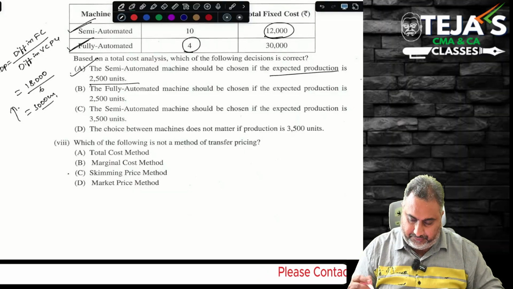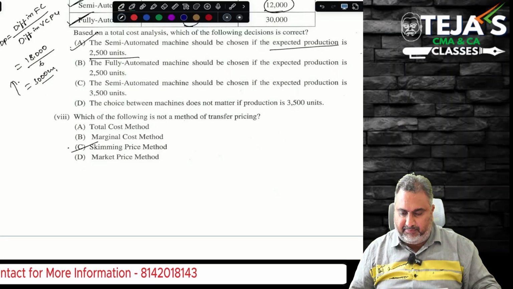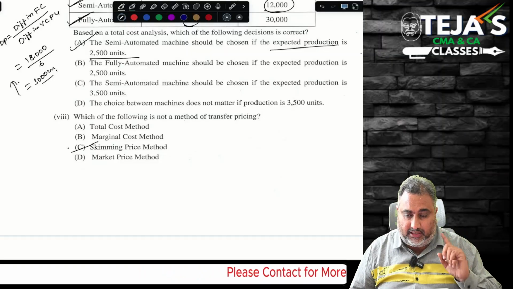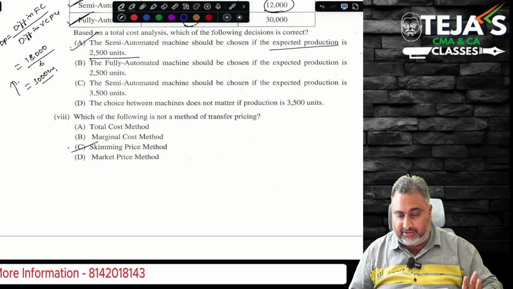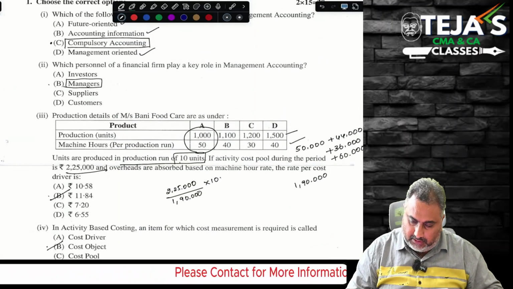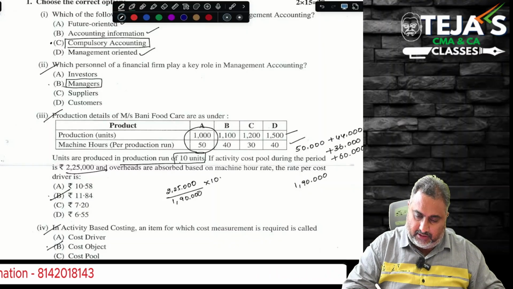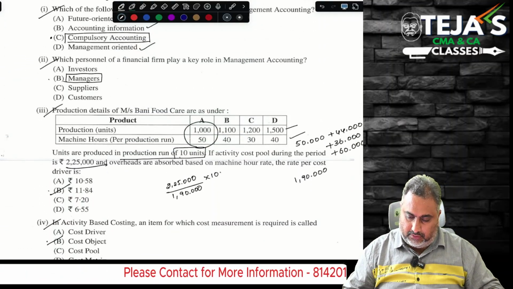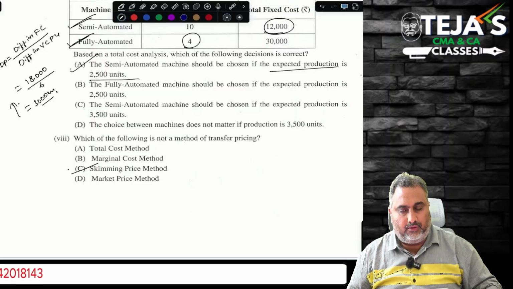Regarding EA, which of the following is not a method of transfer pricing? A, skimming price method. Sir, I told you that on transfer pricing you will see a problem as well as an MCQ, and I told you that from activity based costing you will see MCQs, and we saw 2 MCQs from activity based costing, 1 from responsibility accounting and 1 from the introduction chapter. So totally 1, 2, 3, 4 and 5 from my expected area you saw as of now.